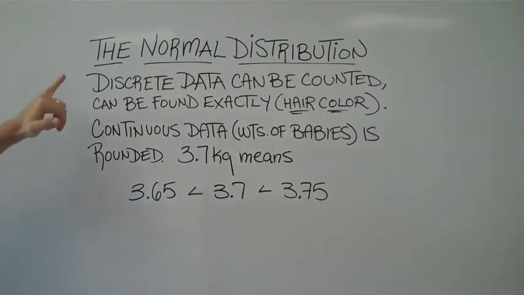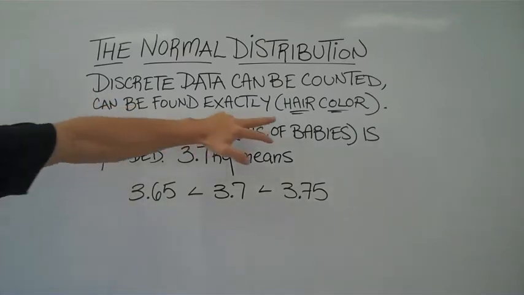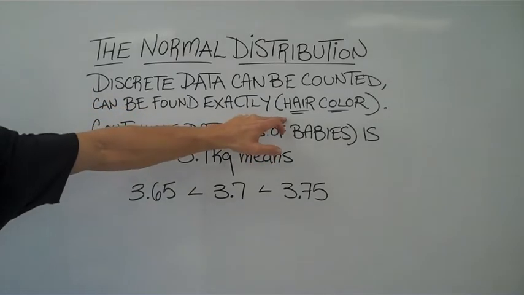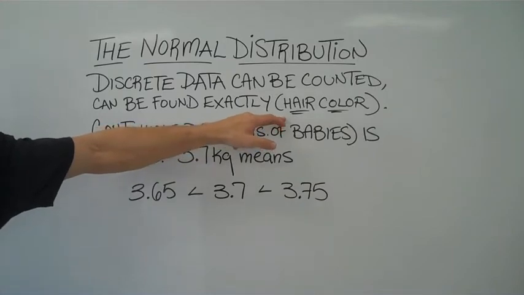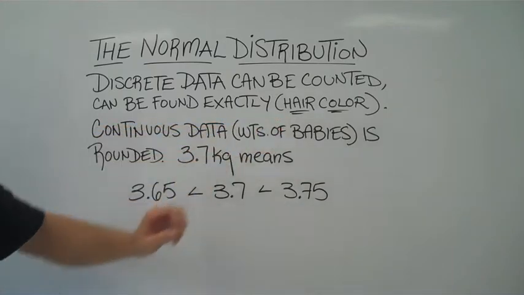First, let's review what discrete and continuous data are. Discrete data can be counted. It can be found exactly. For example, if I'm looking for the number of students who have black hair or blonde hair or brown hair, I can know exactly how many they are. They are separate and countable.